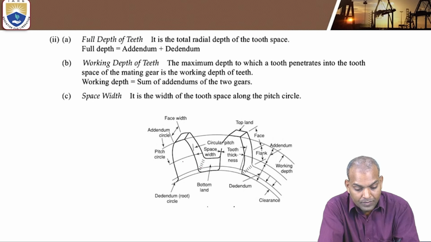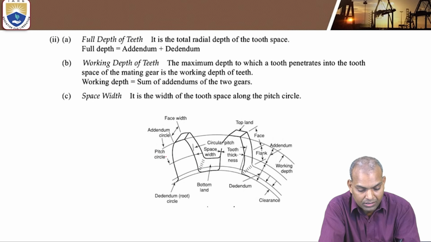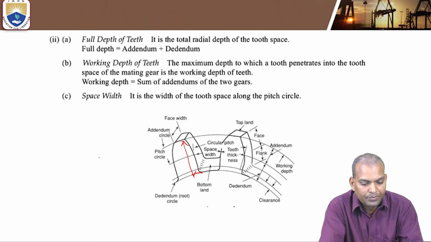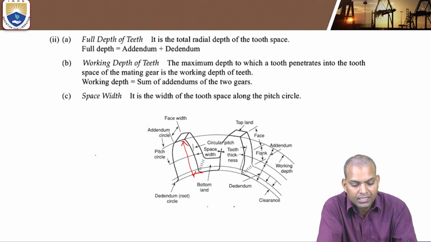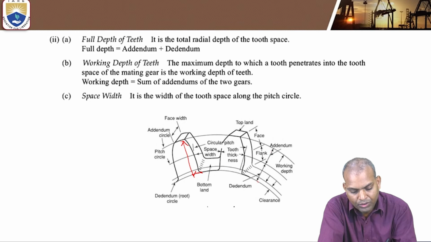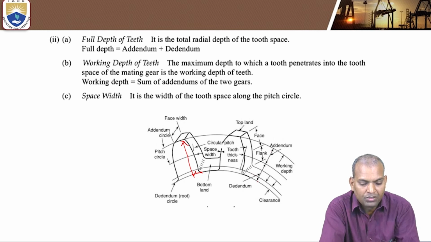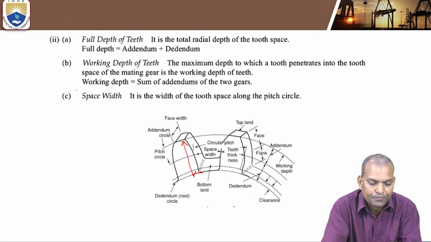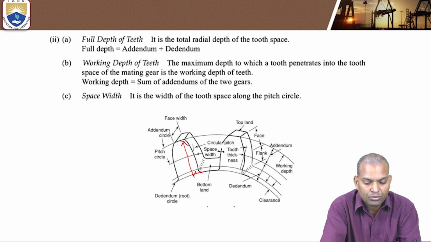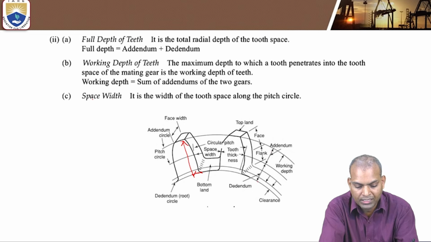Okay, full depth of teeth, here where it is mentioned. From this portion to the top, this is the full depth. That full depth is equal to addendum plus dedendum. The addendum plus dedendum, that is the full depth. And there is another term, working depth. Working depth is equal to the sum of addendums of the two gears, then it is known as working depth.